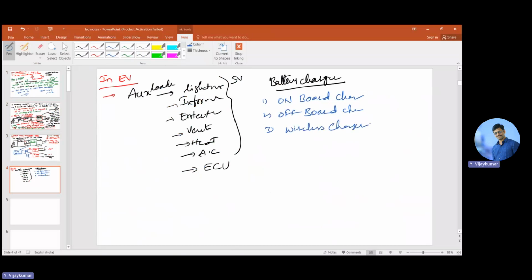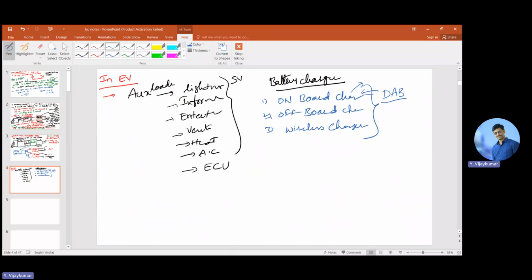Okay, so in these three cases, we are going to use these isolated DC-DC converters. These onboard and offboard chargers can be obtained with the dual active bridge converters, DAB. So these dual active bridge converters are used in these onboard and offboard chargers. Okay. So onboard means the complete charger converters can be used in the vehicle itself.